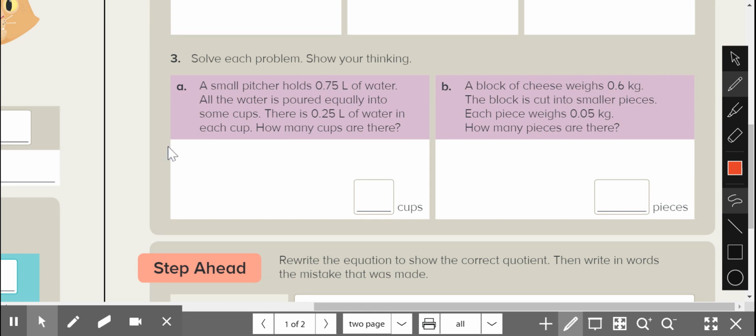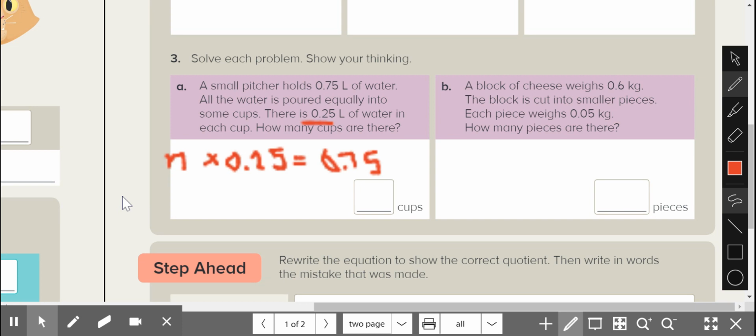I'm going to start with the multiplication. I know that there's some cups. I don't know how many cups, but I'm going to put the letter n. Sorry, I use the letter n a lot. We're going to take that letter n times how much is in each one of those cups, 0.25, or 25 hundredths. And if we were to have the total amount of that water, we would have 75 hundredths liters. So now we need to figure out what number times 25 hundredths equals 75 hundredths.